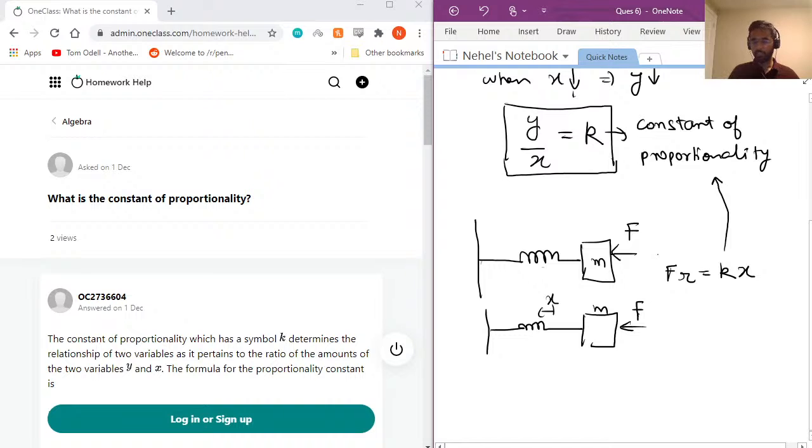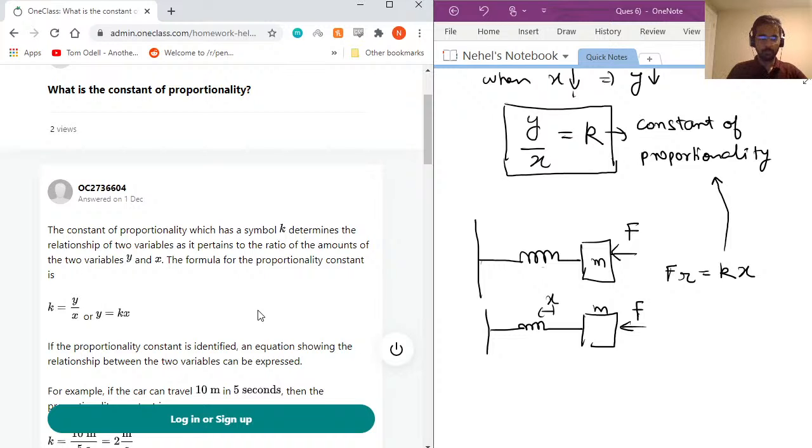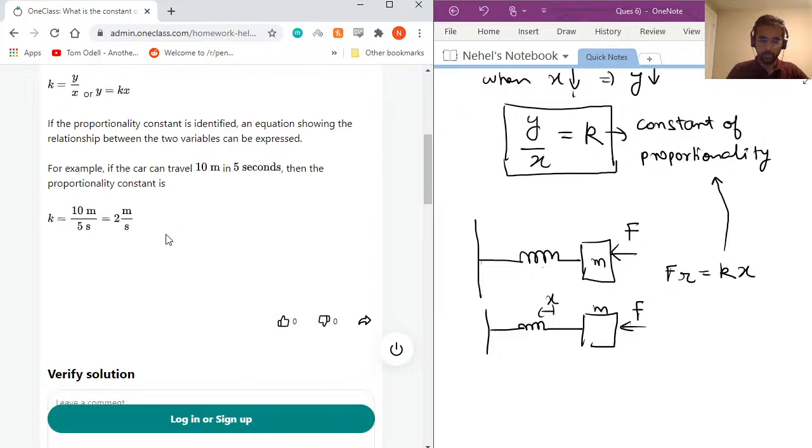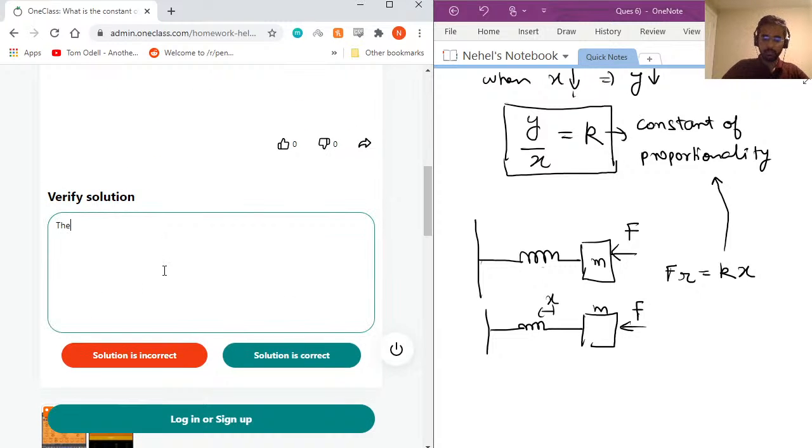So the answer to this question is when you have two variables which change with respect to each other and you take the ratio of the two variables, you get the constant of proportionality. Perfect. Yeah, this answer is correct.